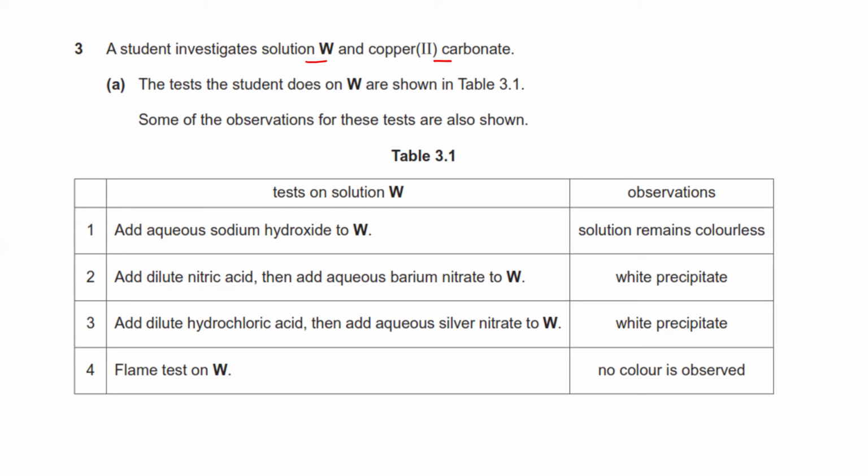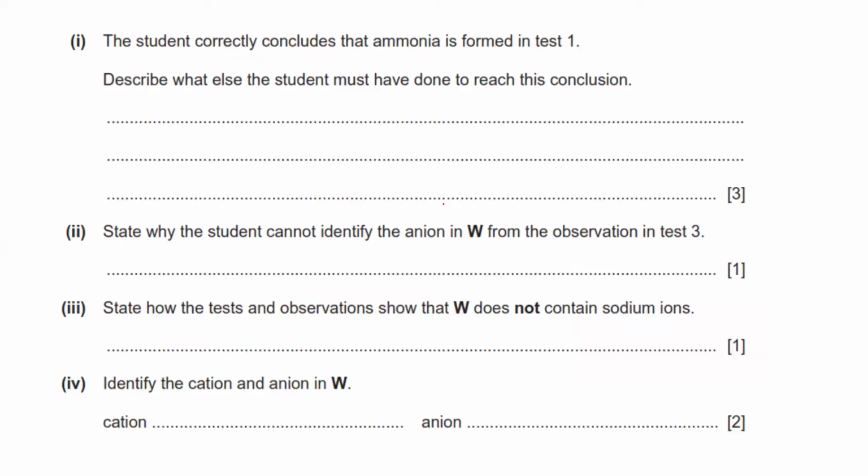Remember, if you have the sheet in front of you, you will see that when you add aqueous sodium hydroxide and the solution remains colorless, that indicates the ammonium ion situation. Part 2, nitric acid, then barium nitrate. This is a white precipitate. This is a test for sulfate ions. Add dilute hydrochloric acid and aqueous silver nitrate. This is a case where you go and check for, you can say, bromine, maybe. So this is how it is. So let's see what it's asking.